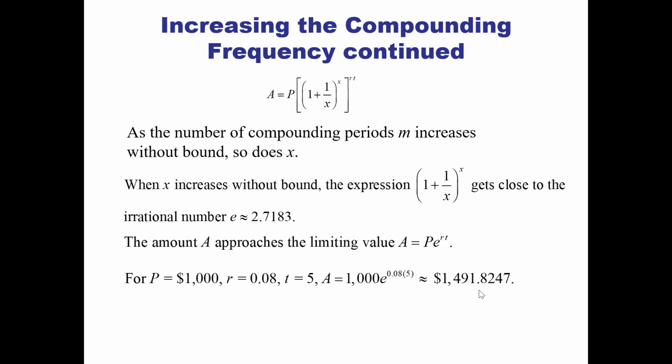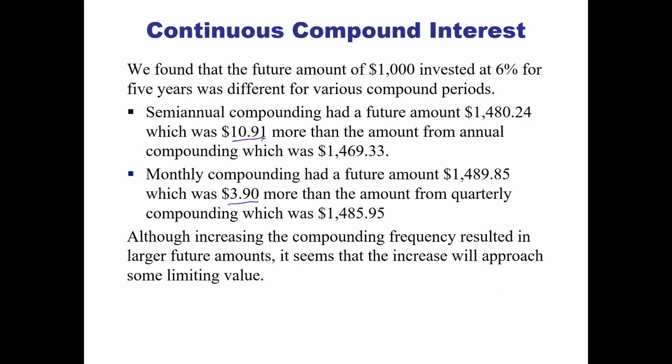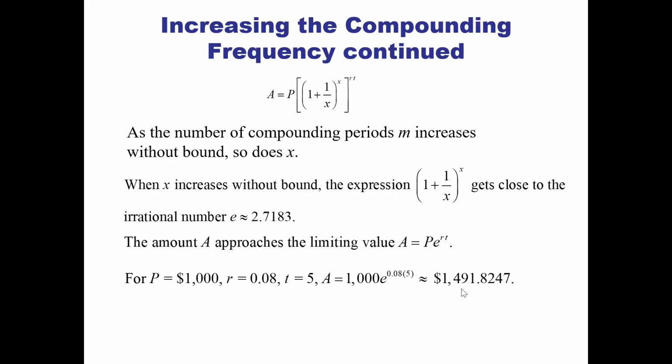And from previous numbers, we had 1489.85 for compounding monthly. We didn't go to daily, but we got up to that. And so we're now at 1491. So we went from 89 to 91. We missed the daily, but that's not a huge jump, and that's the best you can get with continuous compounding.